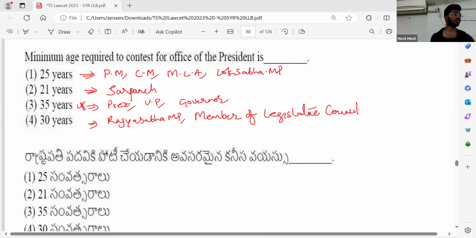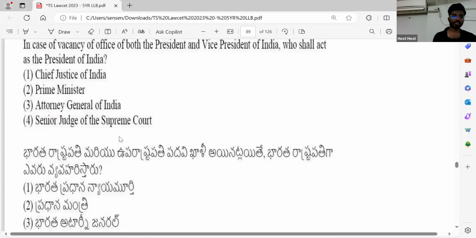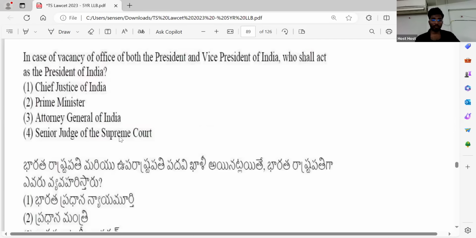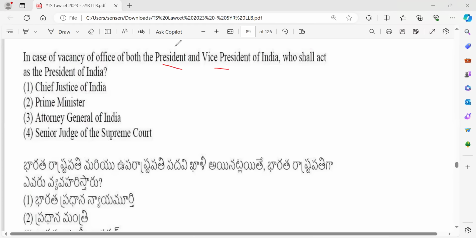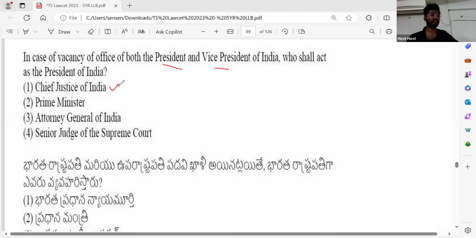Next. In case of vacancy of office of both president as well as vice president, which means that president's office is vacant, vice president is also vacant, then who will act as the president? Chief Justice of India. Very good. So who is the present Chief Justice of India? Justice D.Y. Chandrachud.